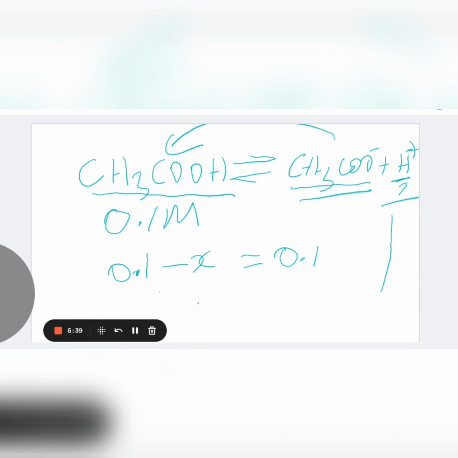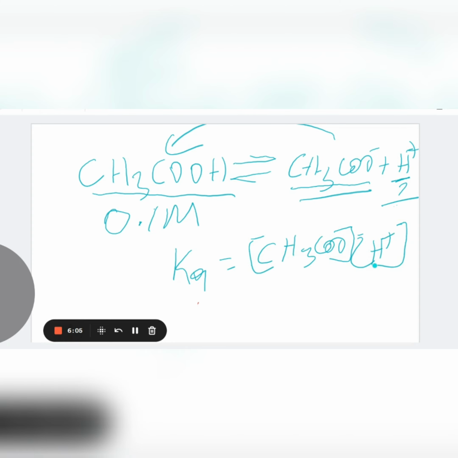So let me just clear this off right here now and write the acid dissociation constant. Now the equilibrium constant, and since it's an acid, this becomes an acid dissociation constant. So it is Ka, which is equal to the product of the concentration of the products, divided by the product of the concentration of the reactant, which is this. Okay, so there you go. And so this is your equilibrium expression.